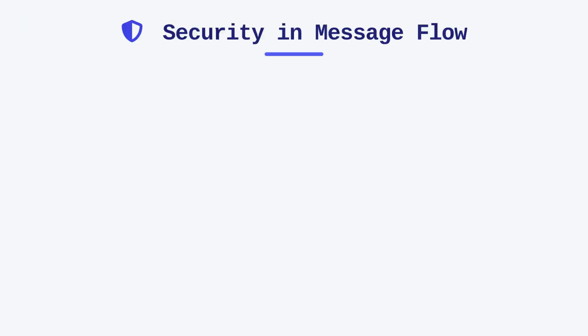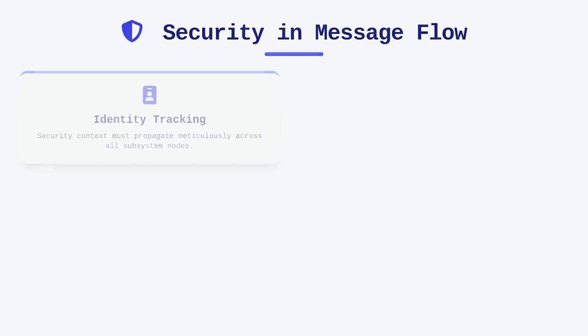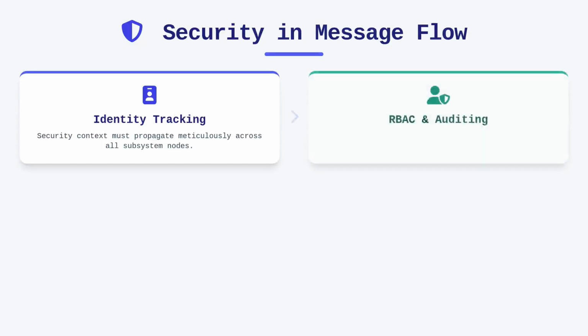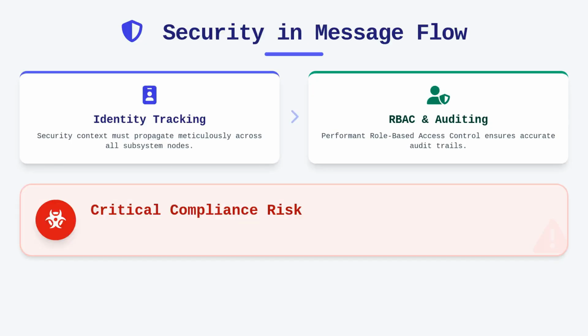Finally, let us consider the implications of security within the message flow itself, particularly regarding the propagation of transactional identity. As messages traverse the subsystem, the security context must be meticulously tracked to ensure that audit logs remain accurate and that performant role-based access control is respected at every node. If a message loses its authorization context during an asynchronous handoff, the application server might default to a guest execution model, which is a major compliance risk that would trigger audit failures.